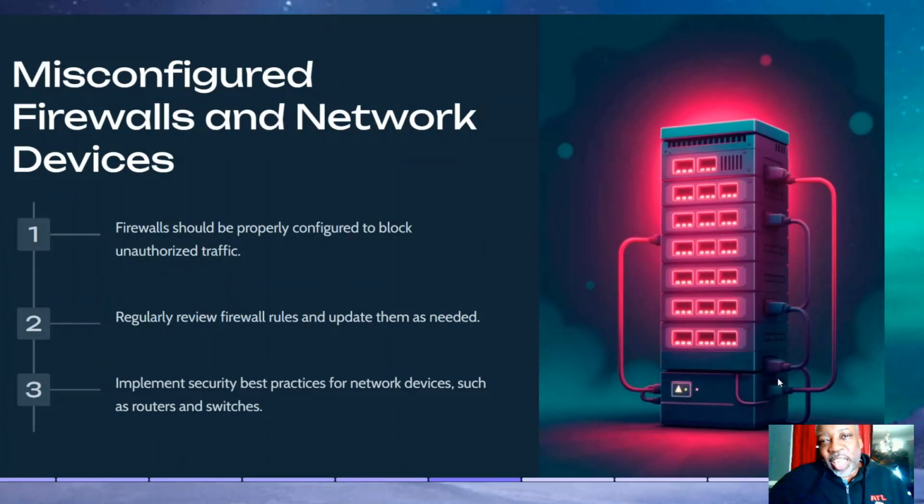These are things that allow intruders into your network. Misconfigured firewall and network devices. Your firewall should be locked down with the proper configuration. You should have your firewall rule sets reviewed every 6 months, or whenever there's any change, you need to update them and check those items. Always use best practices for your devices.